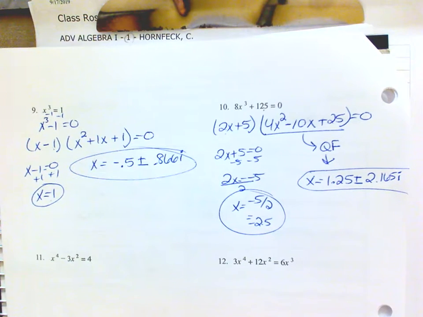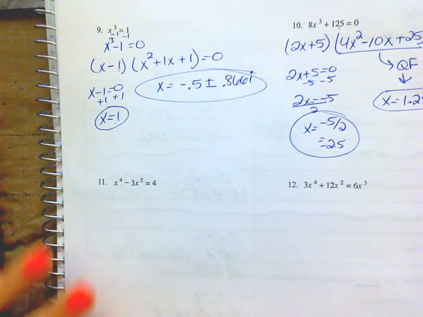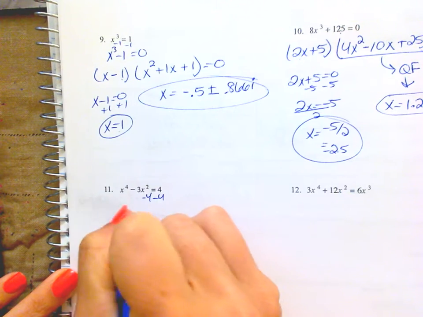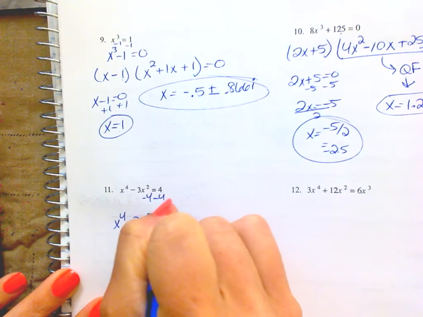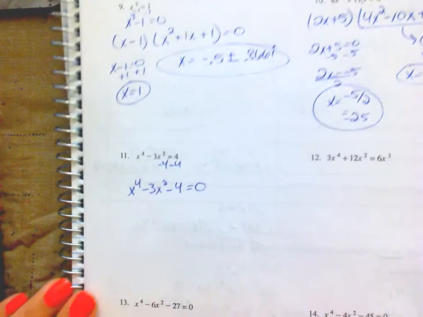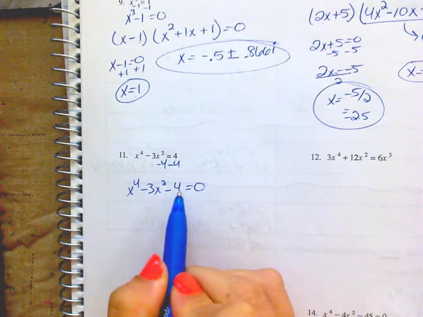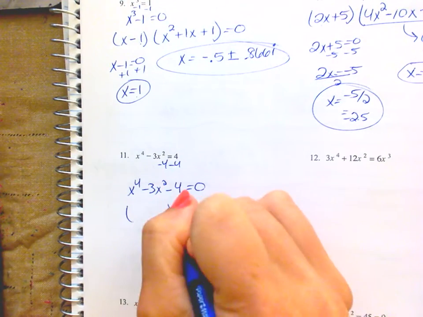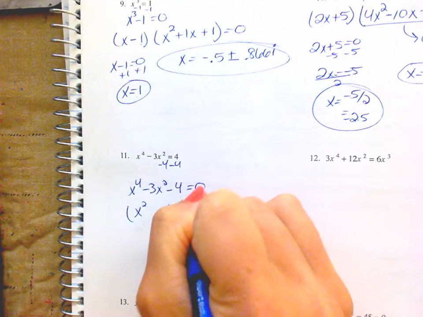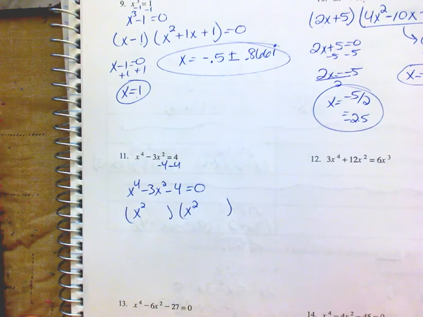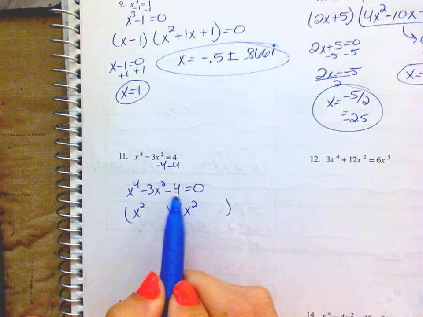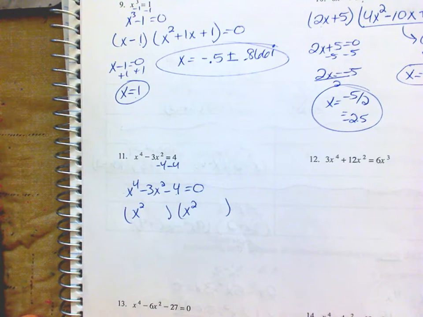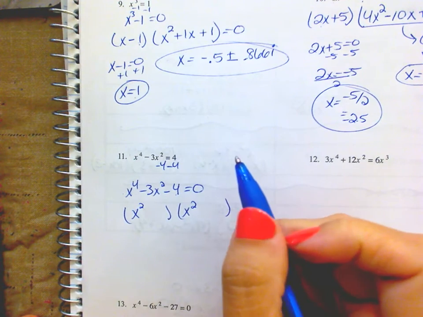Number 11. Number 11, you're first going to bring over your 4. And you get x to the 4th minus 3x squared minus 4 equals 0. We've kind of done these before, and we've said since this is an x to the 4th, you would need x squared times x squared here. And then you could either do the star method with 1, negative 3, and negative 4. You could also do the quadratic formula program on your calculator if you prefer.